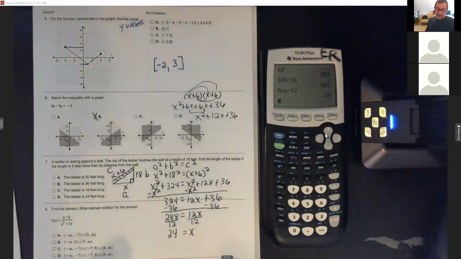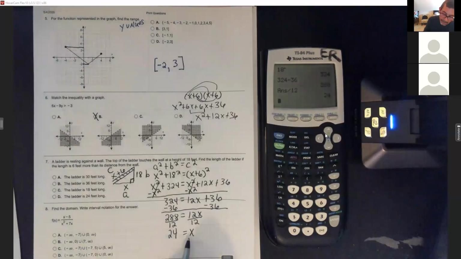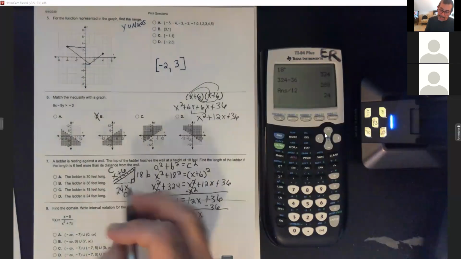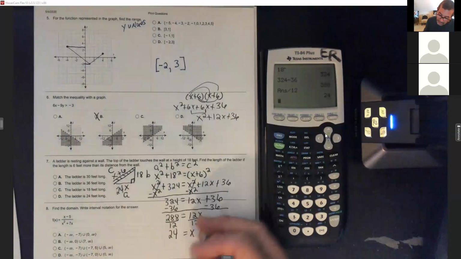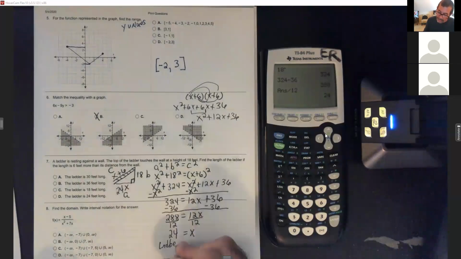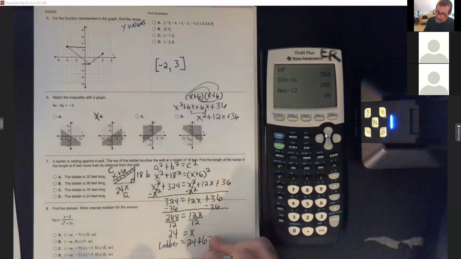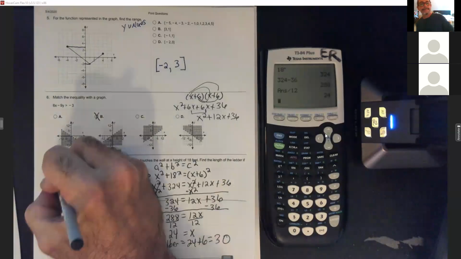But remember, 24 is not the answer. They will put that answer there. But y'all, that ladder ain't 24 feet long. That distance from the wall is 24 feet. We got to get the ladder. The ladder's going to be that 24 plus the 6. And let's see, 24 plus 6 will give us 30 for the ladder. So we go with A.